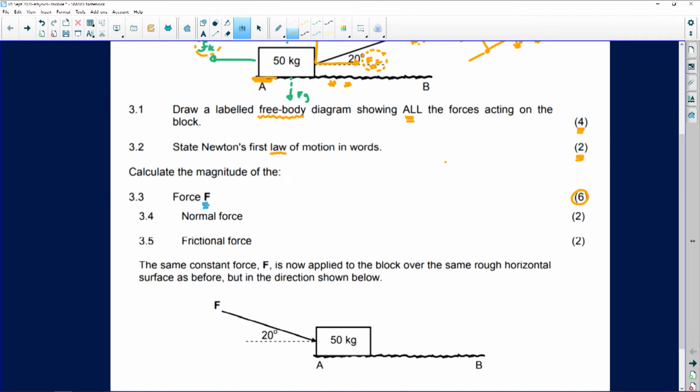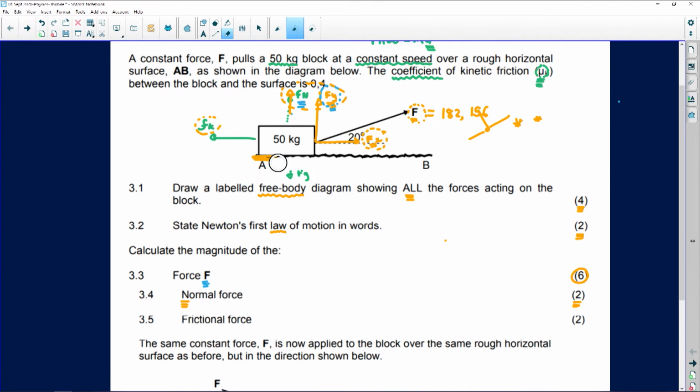So we are doing 3.4 now. Now they want us to calculate the normal force, and this is only for 2 marks. We just erase everything off here. Remember, the normal force is the one perpendicular to the surface, and it's moving up. So if I had to look at my normal force, this will be the force that is moving up.